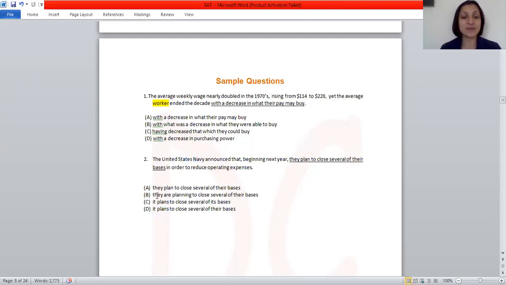That means options A and B are easily out. Now we have C and D, because both of them have "it," and "it" refers correctly to Navy. The United States Navy announced that beginning next year, it plans to close several of its bases or their bases. Now, because "it" is singular, it cannot have "their bases." It has to be "its bases." And that's why D is incorrect and C is the answer.